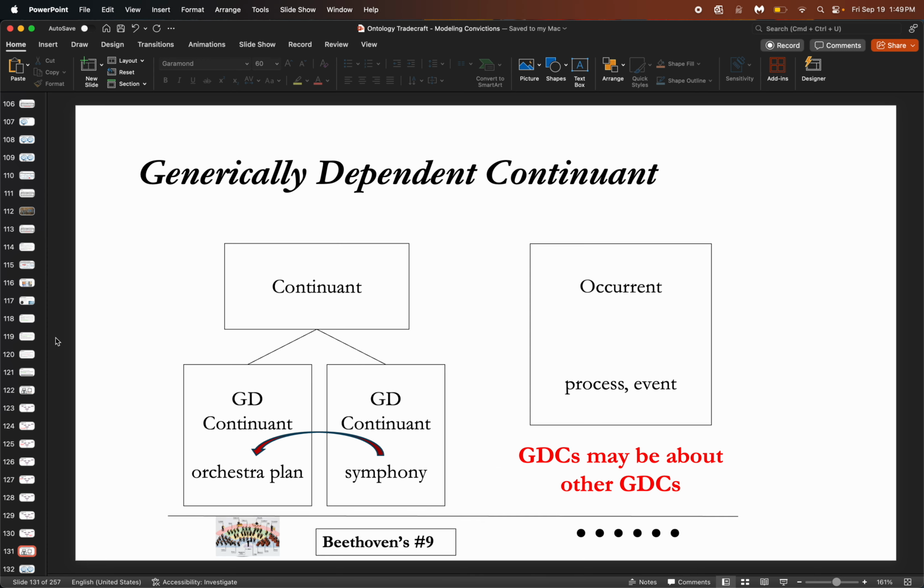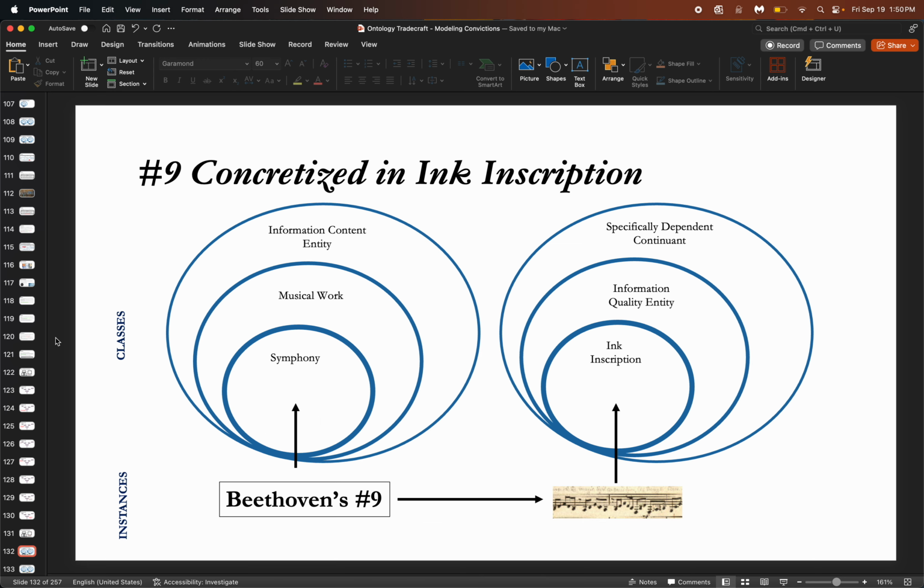A more complicated example, which I think is worth going through nonetheless, is to note that generically dependent continuants may be about other generically dependent continuants and not necessarily about independent continuants, although ultimately they will be. And so here's a good example, I think, to highlight this. Beethoven's Ninth Symphony is a symphony. We'll say it's an information thing, ultimately, that is concretized in some ink inscriptions. And concretized in is a relationship in BFO that links information to qualities or specifically dependent continuants that are inhering in bearers. And so in this case, you have ink inscriptions, and the ink inscriptions are what concretize Beethoven's Ninth.